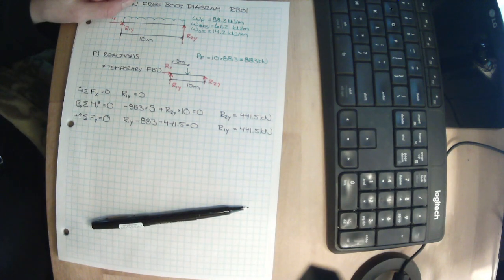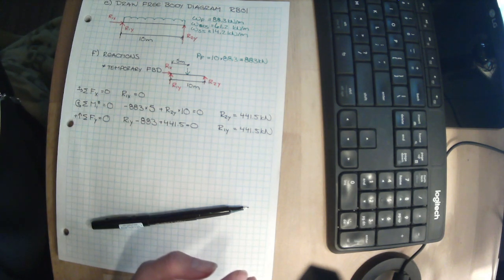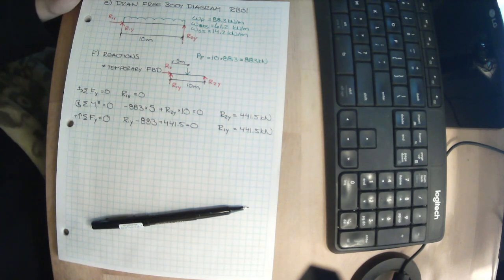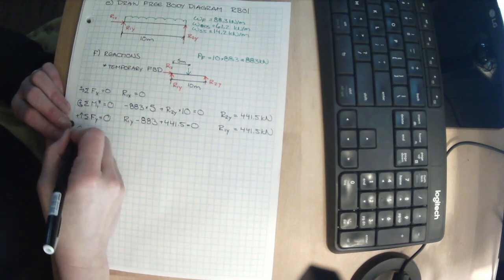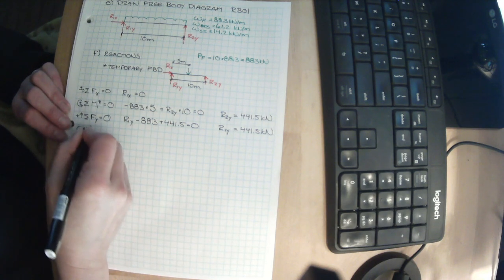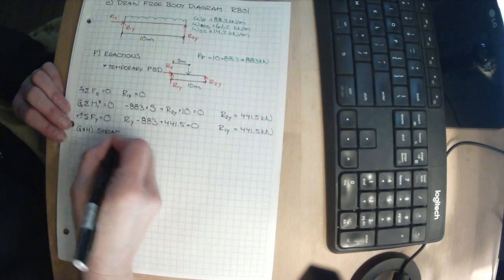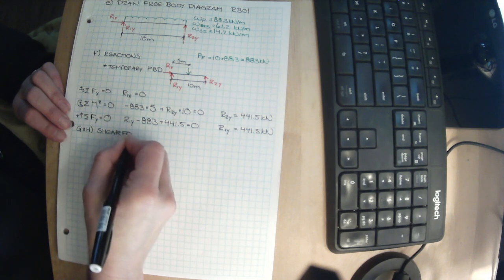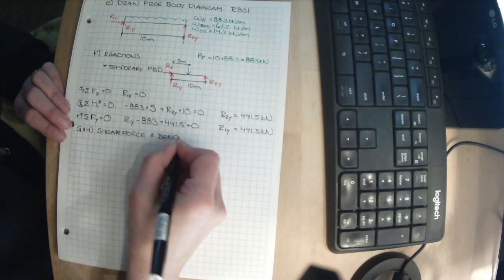G, draw the shear diagram of the beam. Use method of sections. Draw the moment diagram of the beam and use method of sections. So I'm going to lump together G and H here: shear force and bending moment diagrams.